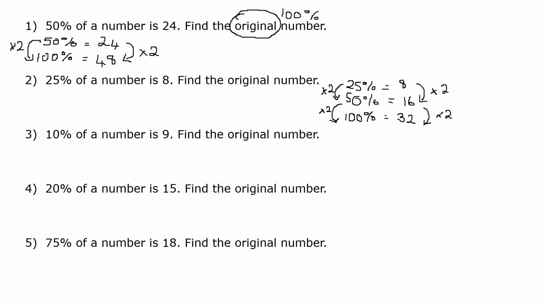Now you can do the two steps, you can double it and double it again, or you could just multiply by 4 straight away, because 25% times 4 will give you 100%. So I've got my next one now.